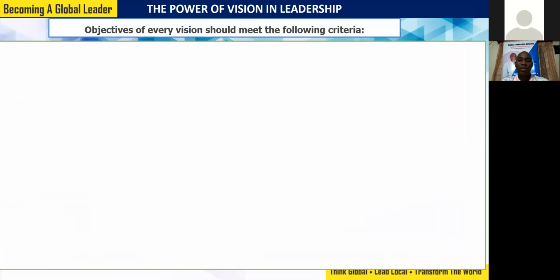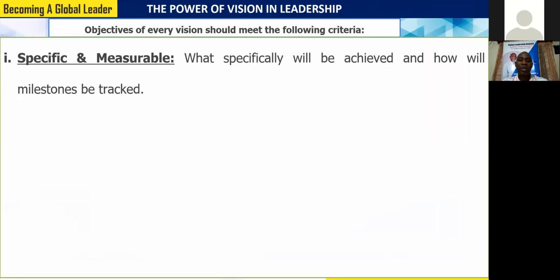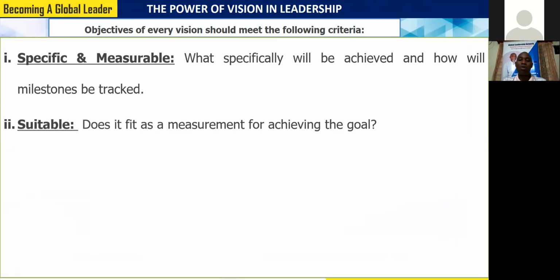And as you set the objectives, as you cast the vision, remember objectives of every vision should meet some of these criteria. They should be specific and measurable. What specifically will be achieved and how will milestone be tracked? Will you be able to measure? Will you be able to know specifically what we are working towards? Suitable, does it fit as a measurement of achieving the goals?